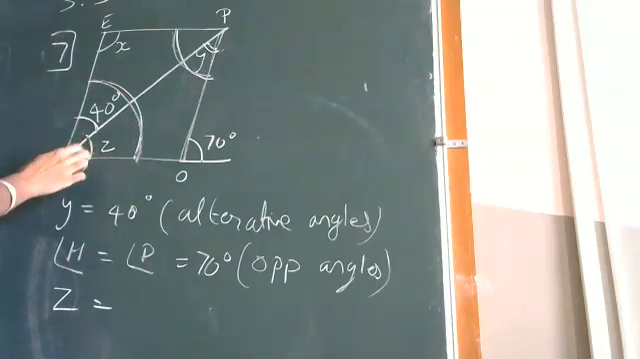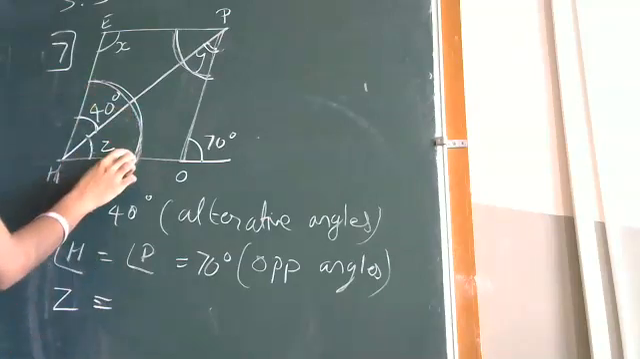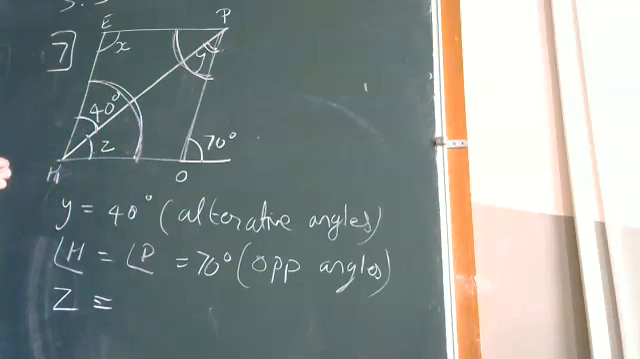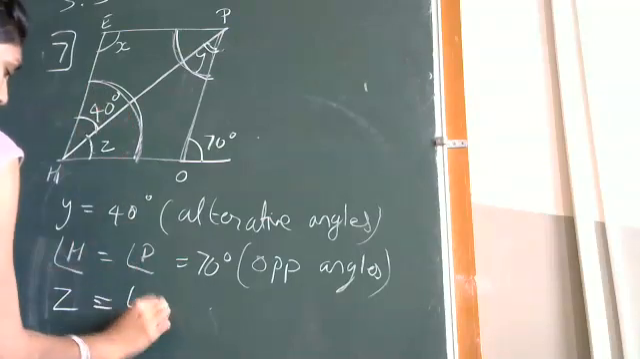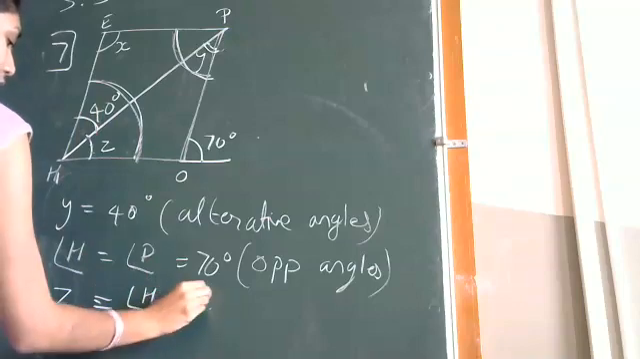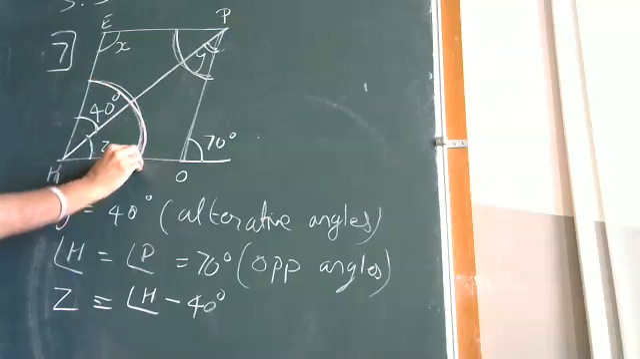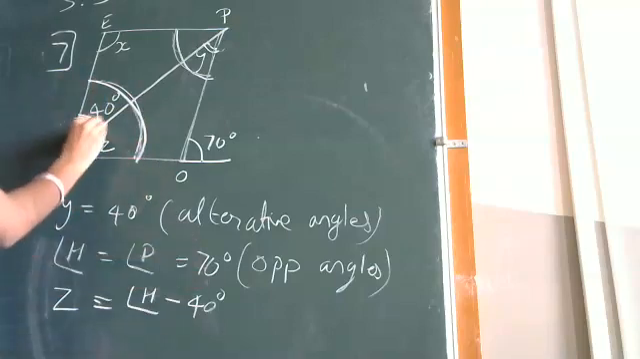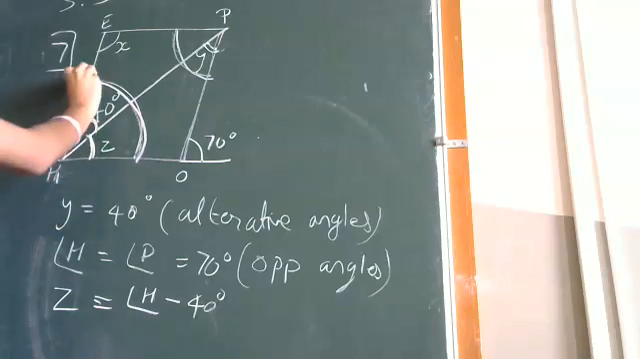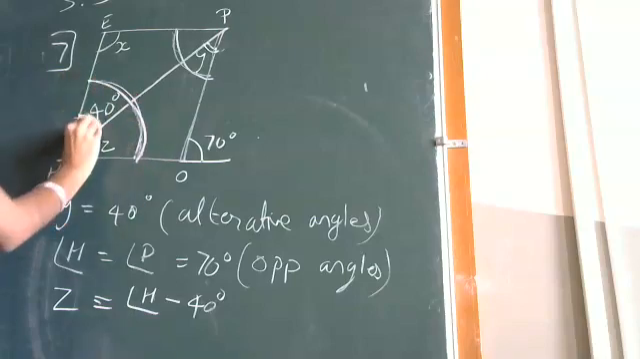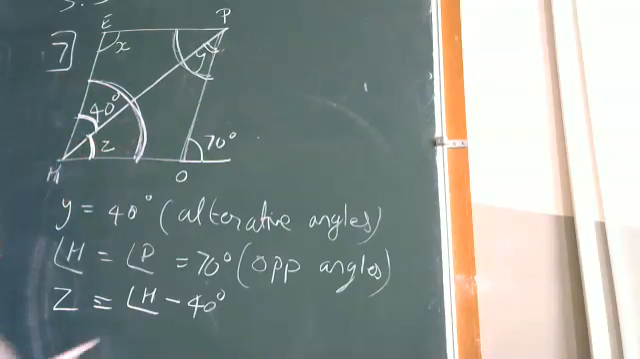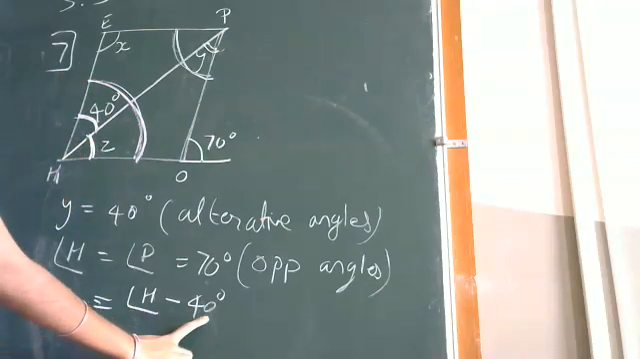Correct? So H is equal to this angle. H is equal to what minus 40 we have to do? Angle H minus 40 degree. Okay. Now see here. This full angle is how much? This is H. That is 70 degree. How much is this? This is 40. What I need to find out? I need only this Z. So what I do? This whole angle minus this angle I do. So I will get Z. That is angle H minus 40 degree.